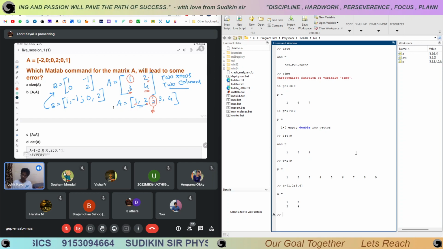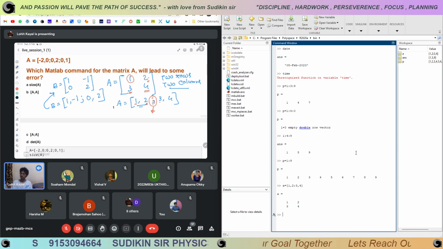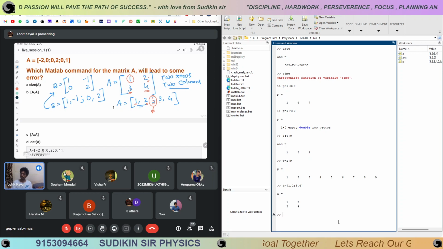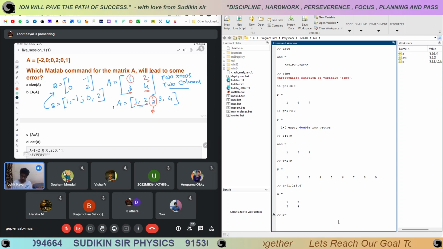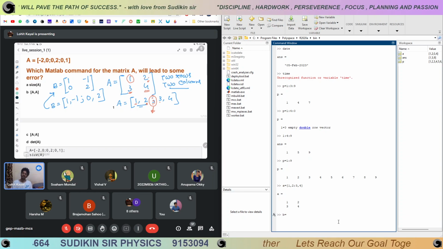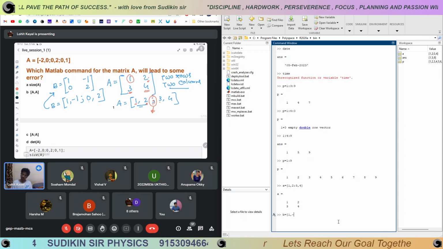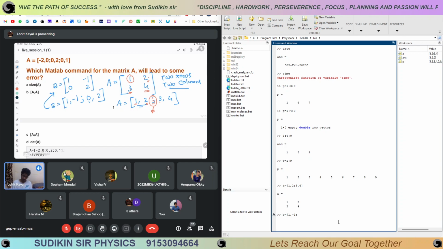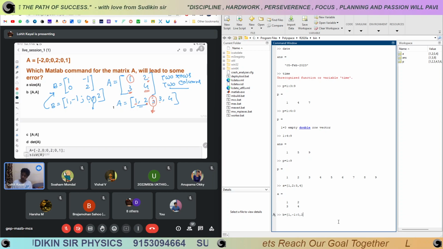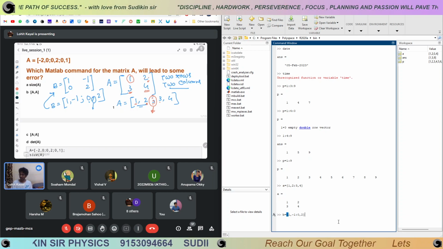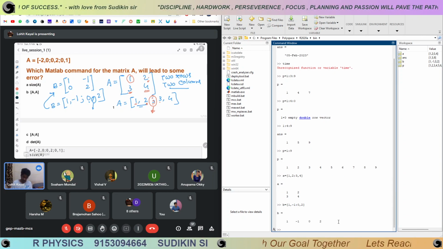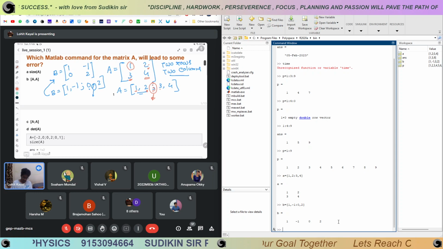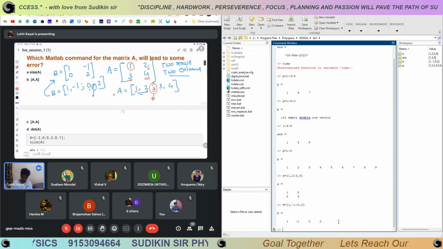The first element is 1, then a comma, which means the next element will appear at the next column, that is -1. Colon means it will appear in the next row. The first element is 0, and the second element, after a column separation, will go to the next column, it will be 2, and you will get this result. Just practice this in MATLAB, then you will understand it very easily. Just write this kind of thing.